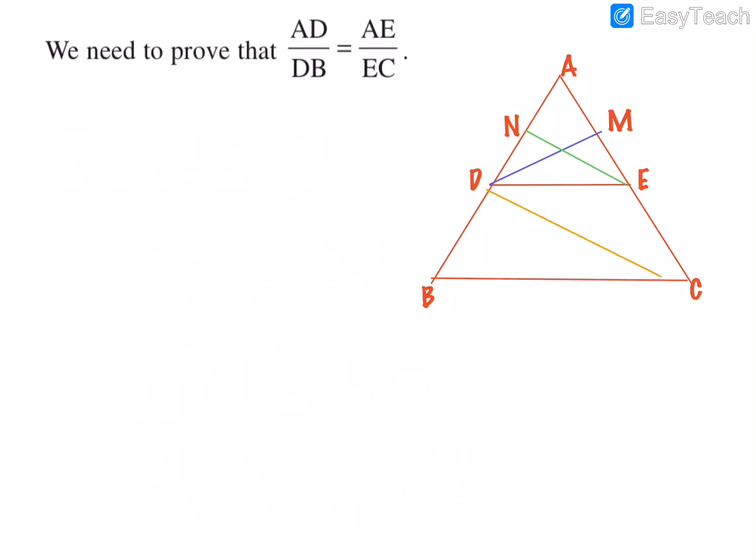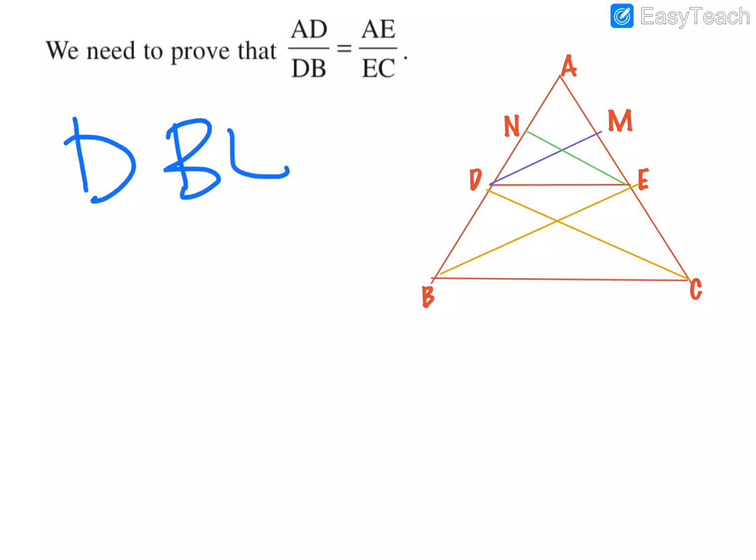Now along with this, let's add DC and BE also. So we are adding DC and BE also, so that we will get two different triangles here. That is, one is DBE and the other one is DEC. So to get these two triangles, we have drawn two lines also. So these are the four different lines, the blue, green and orange color lines that we have drawn only to prove our point here.